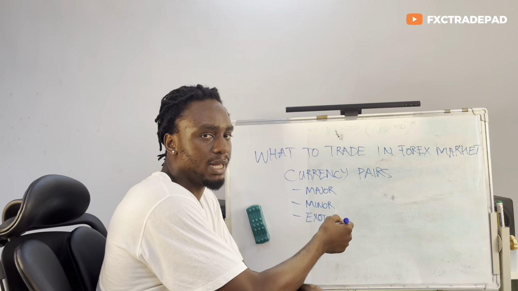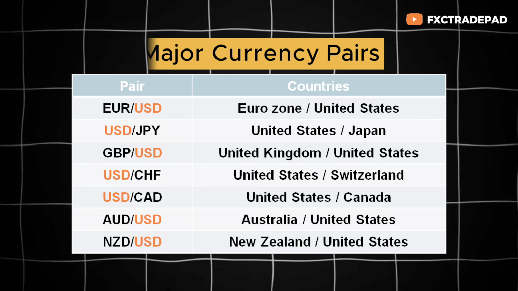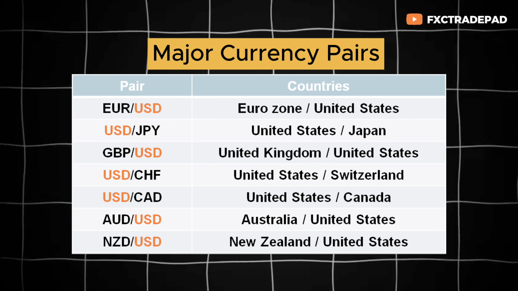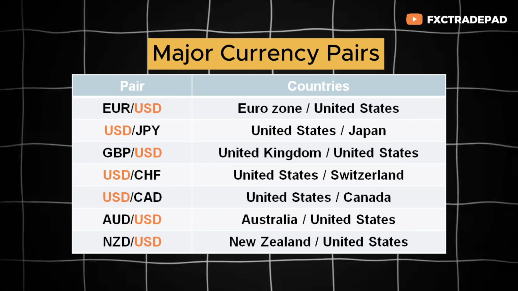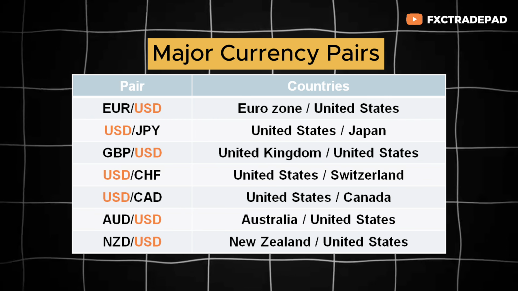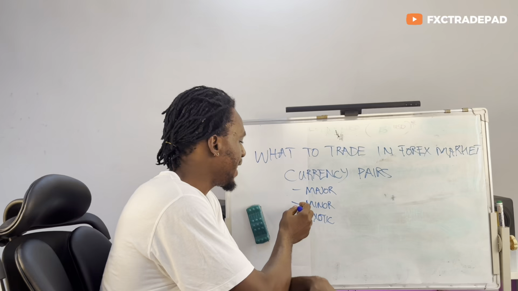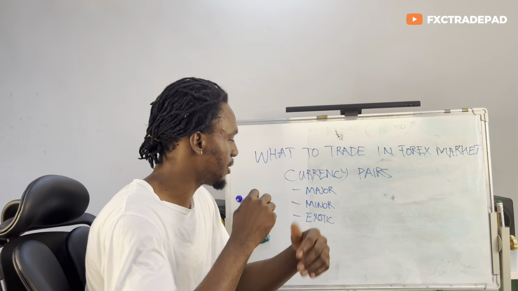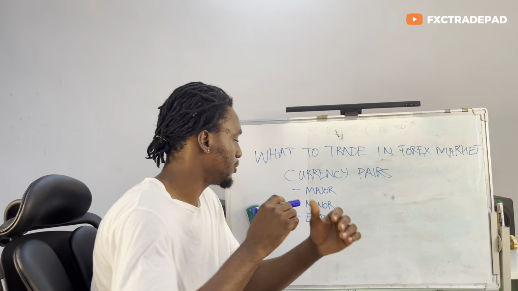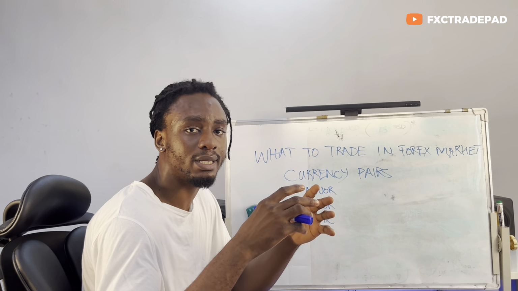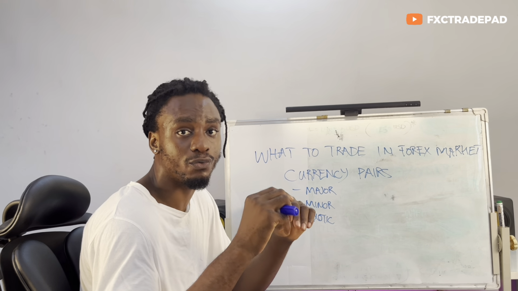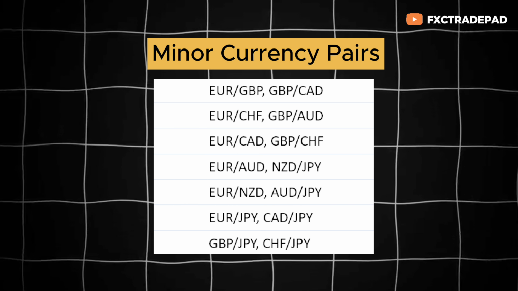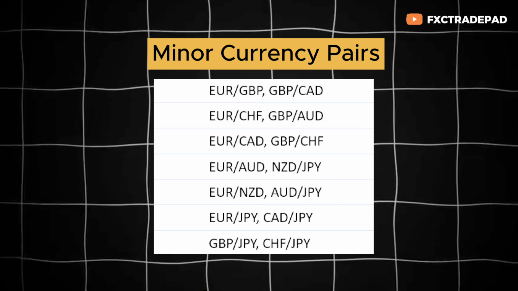So I will list them on your screen. These are what we have as the major currencies. All right, you can take a screenshot and write it down. Minor currencies. Now, when we get to minor currencies, you will notice that these pairs are matched together without input of US dollar, but they are still part of the major currencies, but without US dollar.